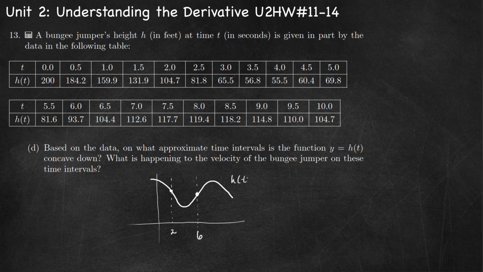So if this is h of t, it is concave down on the interval 0 to 2, union 6 to 10. And if it's concave down, that means the second derivative is negative. If the second derivative is negative, that tells us the first derivative is decreasing, and the first derivative represents the velocity. So the velocity is decreasing on these intervals.